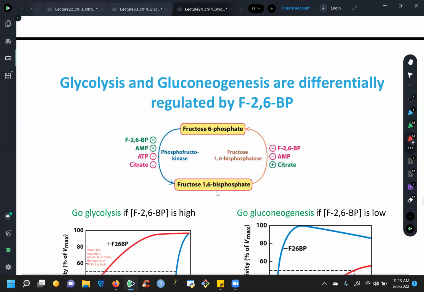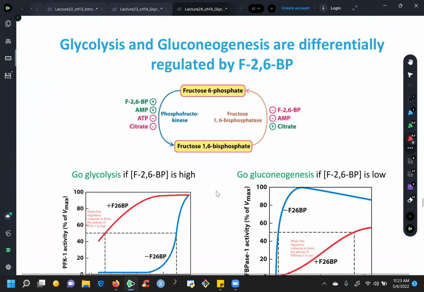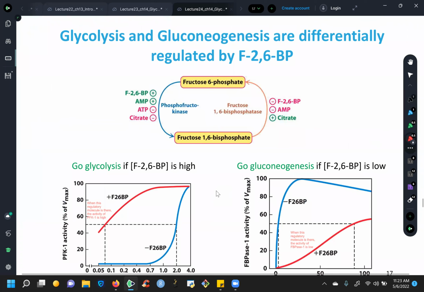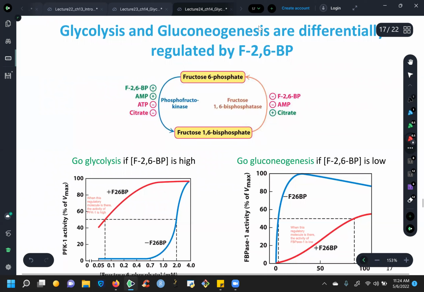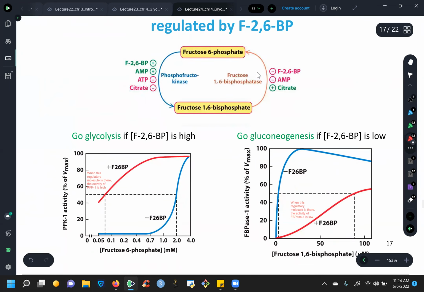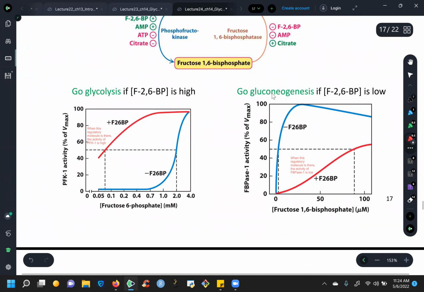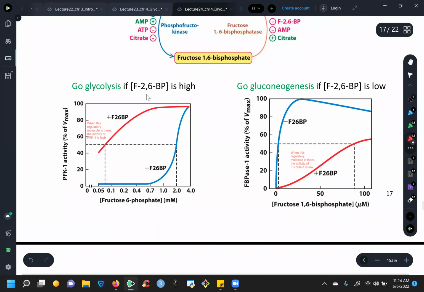So glycolysis and gluconeogenesis are differentially regulated by fructose 2,6-bisphosphate. Remember, fructose 2,6-bisphosphate is not a glycolytic product. It's just used for regulation, and it promotes glycolysis and inhibits gluconeogenesis. So go glycolysis if fructose 2,6-bisphosphate is high, and go gluconeogenesis if fructose 2,6-bisphosphate is low.